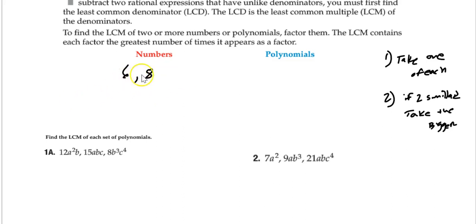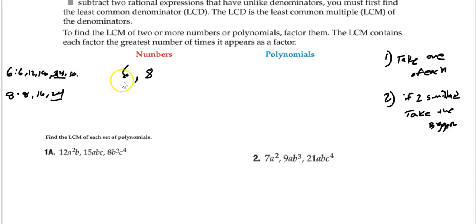One way to do the LCM, the way you probably learned in grade school, is you just list out all the possible multiples. So 6, 12, 18, 24, 30, and so on. Then you do 8, 16, 24, and you're like, wait, these match. That's the lowest common multiple, or lowest common denominator if you're adding fractions. So that's one way to do it, but that gets cumbersome when you have big numbers.